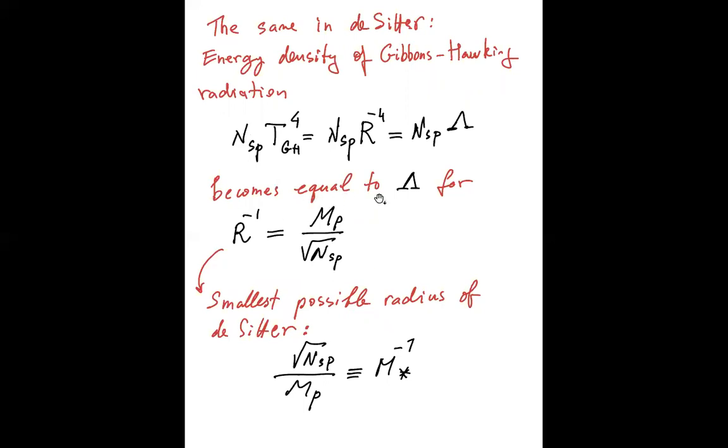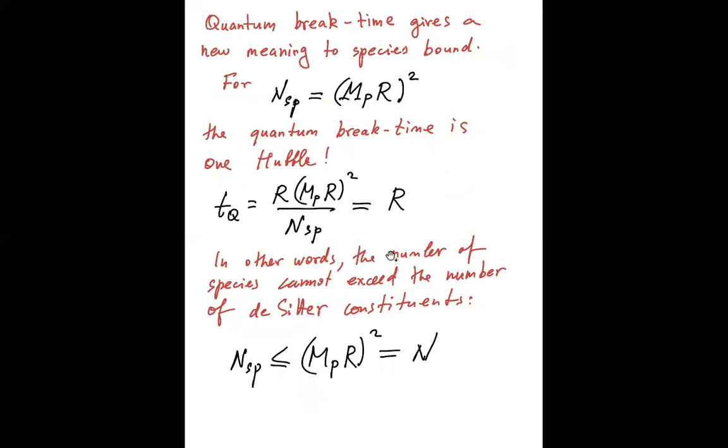And you can see that this again becomes precisely at the curvature given by this bound on quantum gravity scale. So de Sitter of the smallest possible Hubble radius is given by this formula, square root of number of species divided by m Planck. Now, quantum breaking time gives a new meaning to this expression. And now we see explicitly what would happen.